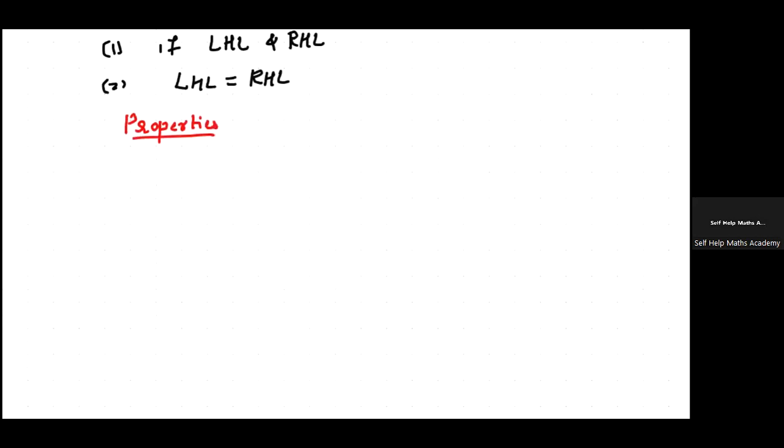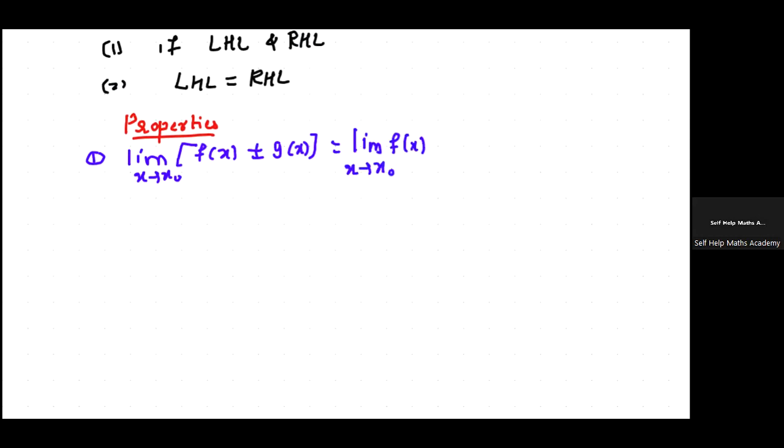Okay, so number one is, if I have the limit of a given function, say f of x plus or minus g of x, as x is tending to x naught, this will be equal to the limit of f of x as x is tending to x naught plus or minus the limit of g of x as x is tending to x naught. If you have addition or subtraction, you can write it this way. So this is our first property.